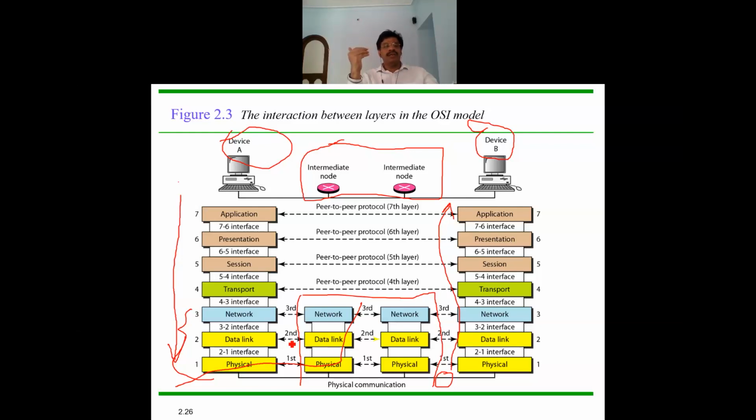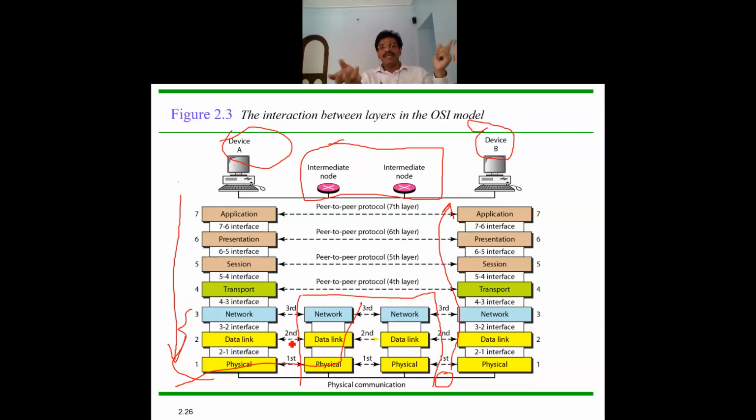Similarly, for the typical presentation, I always give you the example of a PDF file. Initially, at the source end, a Word file is created. Then that Word file is converted to a PDF file at the presentation layer. The PDF file will be opened in a specified session which is in synchronization with the device ends, that is device A and device B.